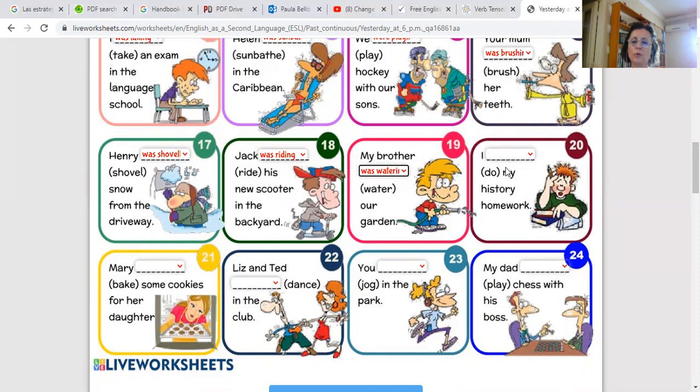Homework, there the collocation, do homework. Remember, we saw this. So I was doing. You don't make, you do. You do homework, you make a cake. Remember, make goes with food. Make cake, make coffee. Okay, I was doing homework. Bake also, bake cookies or make. Here it can also be make. Bake is hornear. Was baking.